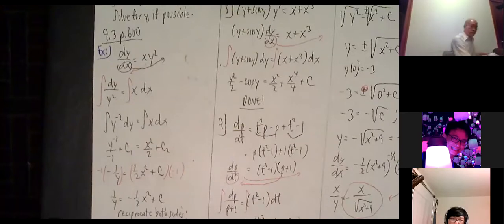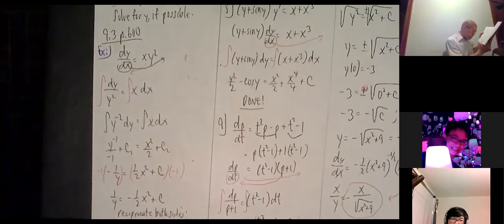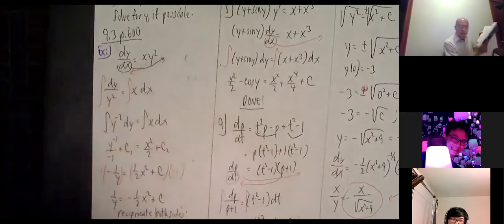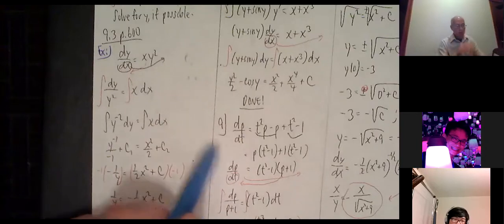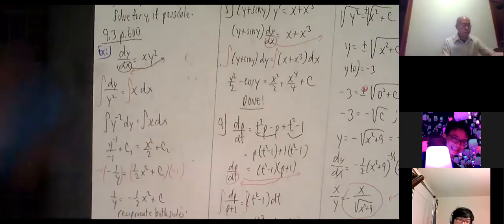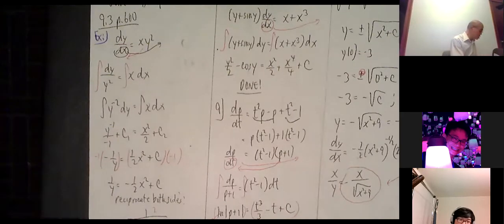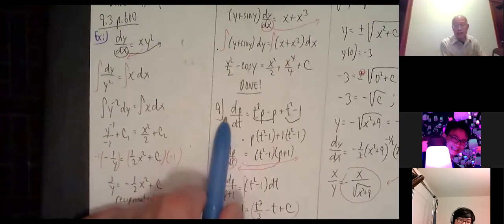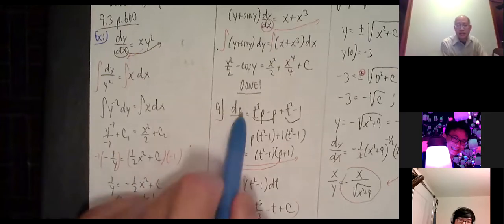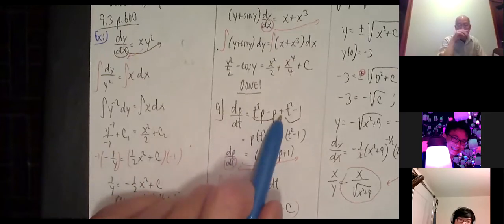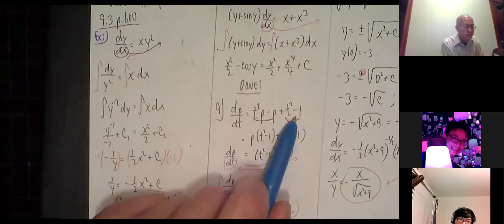Okay. Then let's see. I'll show you number 9. I think number 9 matches. Just looking at dp dt, yes, number 9 does match. So this one is an exact match, it looks like. Okay, dp dt is t squared p minus p plus t squared minus 1.